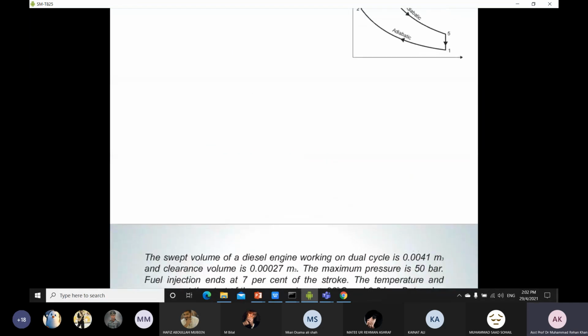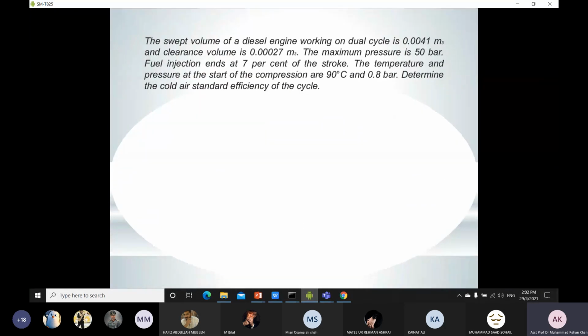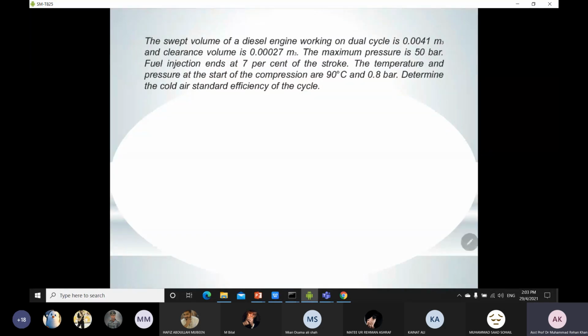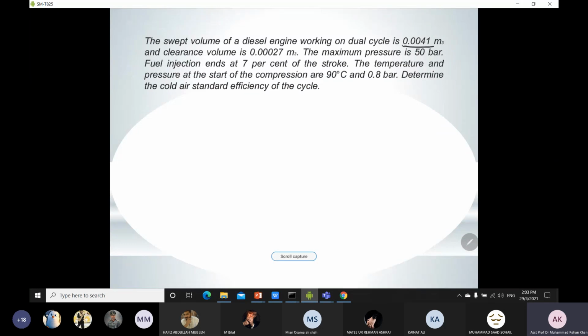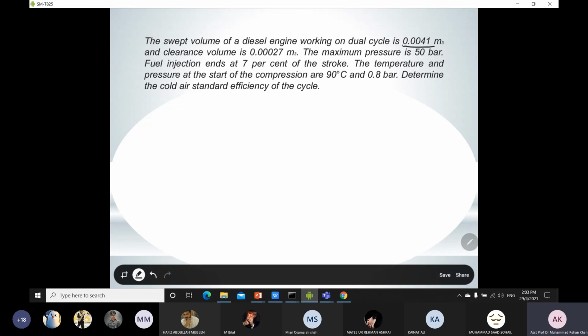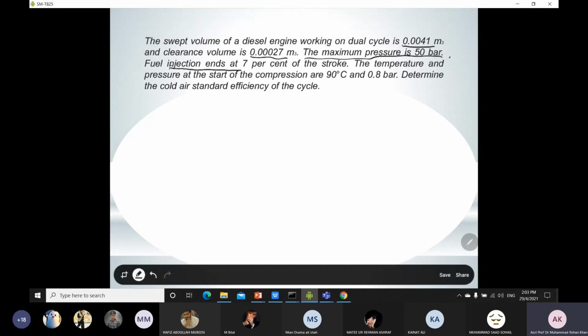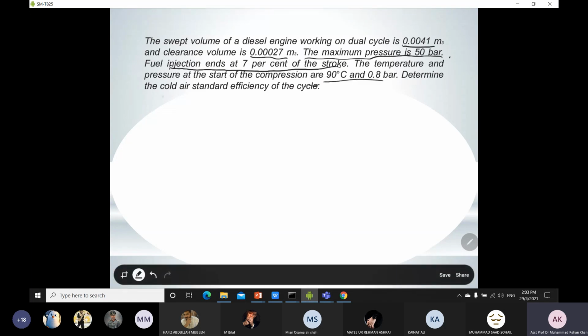Yes, I have another example to solve, but now the time is limited, so we will solve it in the next lecture. So this question you have to solve by yourself. It is a similar question to the one I already solved, the only thing is that here the values are different. Swept volume is given, clearance volume is given, maximum pressure is 50 bar in this case, fuel injection ends at 7% of the stroke, and the temperature at the start of compression is given. Determine the cold air standard efficiency of the cycle. So it is a similar question, only the data is different.